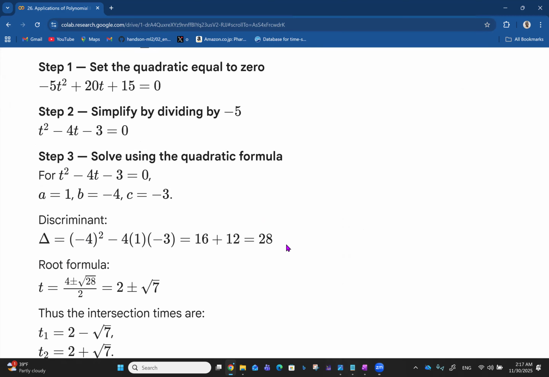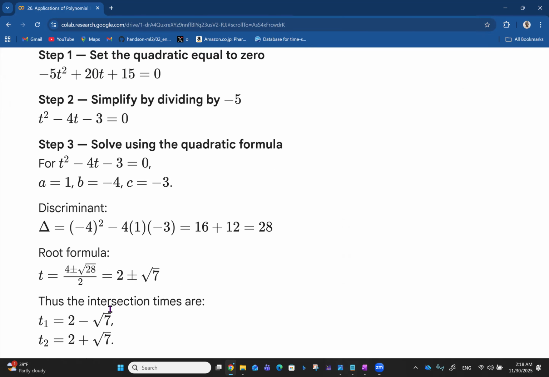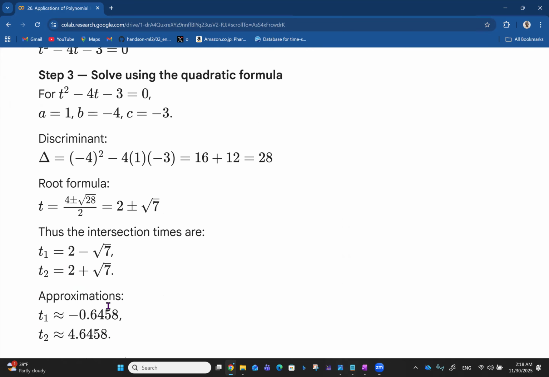That means you're going to have two distinct real roots. The root formula will now be t equals 4 plus or minus root 28 all over 2. That's 2 plus or minus root 7, because root 28 is root 4 times root 7, and root 4 is 2. So you have 2 root 7, and then 4 divided by 2 is 2. Then 2 root 7 over 2, you have root 7 left. So thus, we can say that the intersection times are t1, which is 2 minus root 7, and t2, which is 2 plus root 7.